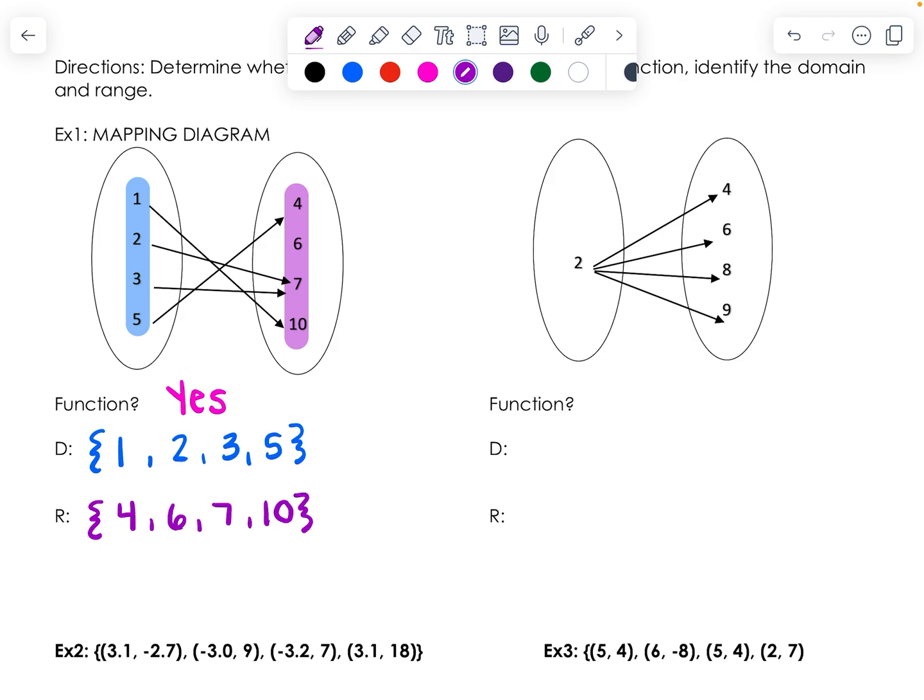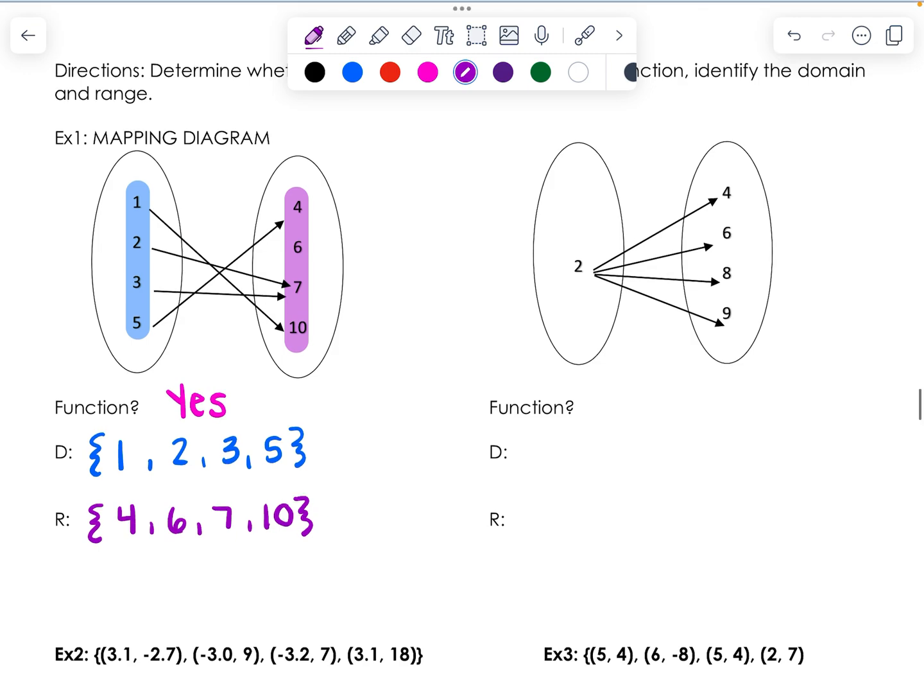All right, same idea for the next one. We're looking to see, is this a function? And unfortunately, this is not, because 2 is going to 4 different outputs. It can only go to one output. So no, this is not a function. Although I'm still going to write the domain and range just for the practice.